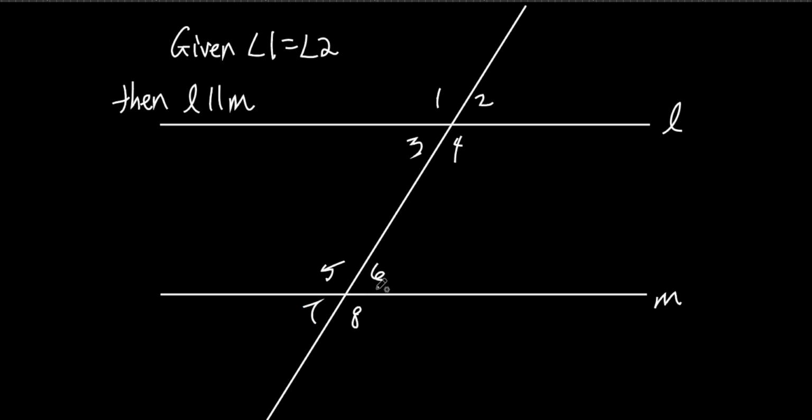Come on, what did we learn yesterday? We did corresponding angles first. What was the next thing we did yesterday? The alternate interior angles. So what do you think might be true? What if I told you that angle 3 was equal to angle 6? What if I told you that they were equal to each other? Then the lines would be parallel to each other.